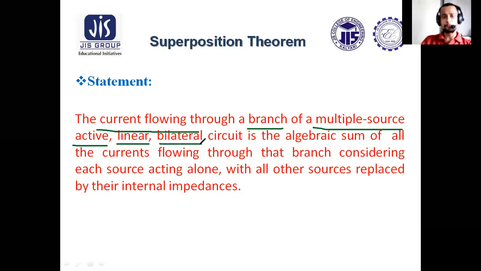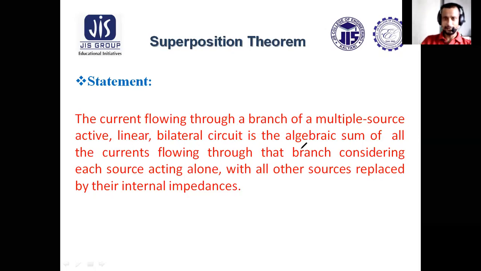Similarly, it has to be a bilateral circuit. The superposition theorem is only applicable in bilateral circuits. That means a diode based circuit could not be applied with the superposition theorem straight away. So the current flowing through a branch of a multi-source active linear bilateral circuit is the algebraic sum of all the currents flowing through that branch, considering each source separately.